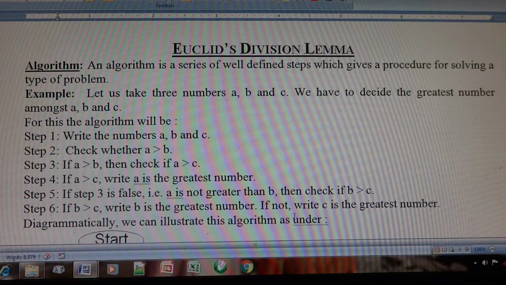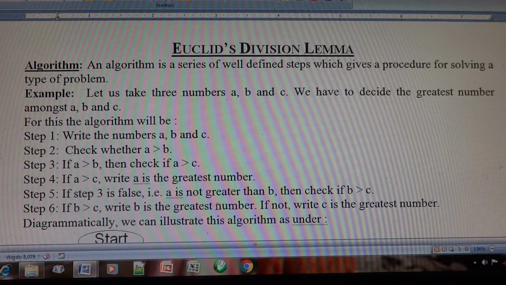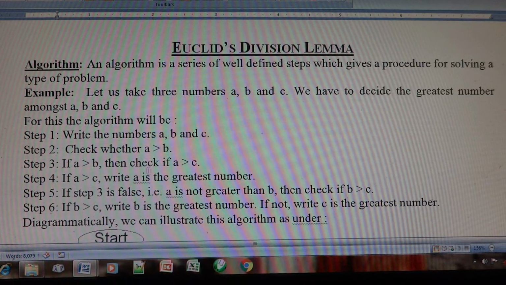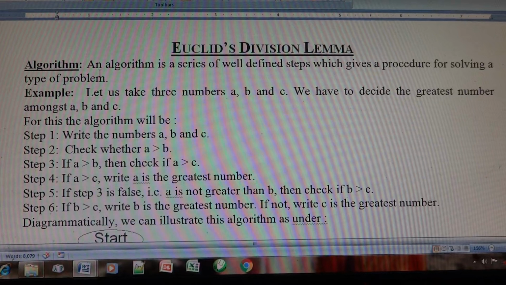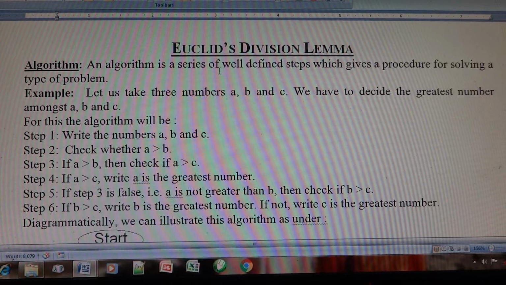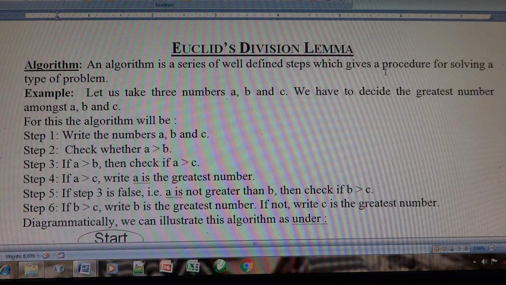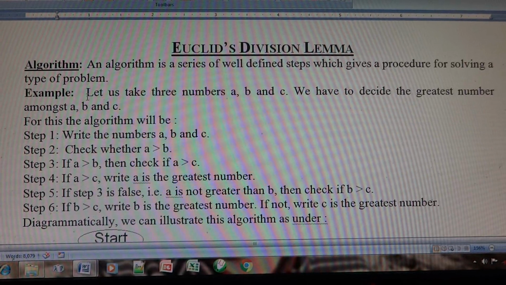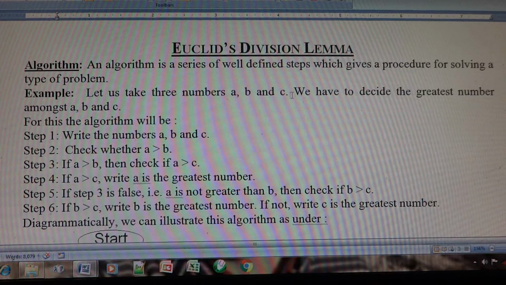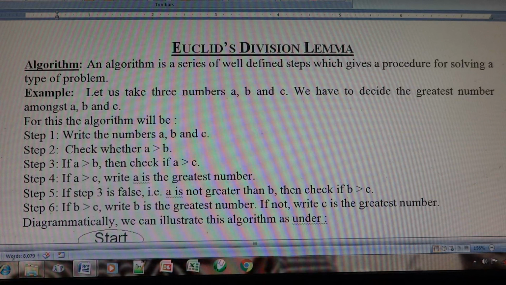Euclid's division lemma. This is the first topic that you are supposed to learn in class 10. For that, first take up some definitions. One is algorithm. An algorithm is a series of well-defined steps which gives a procedure for solving a type of problem. Example, let us take three numbers a, b and c.